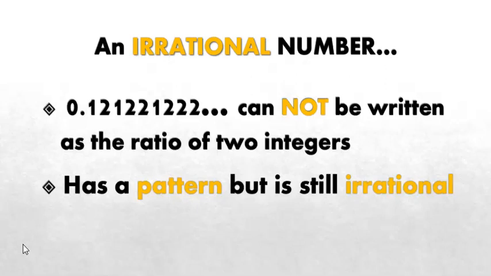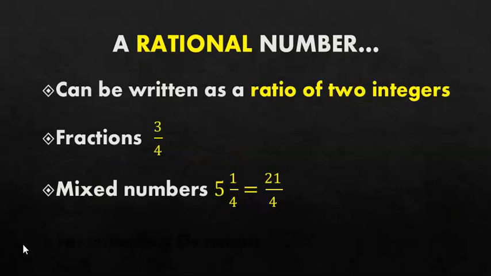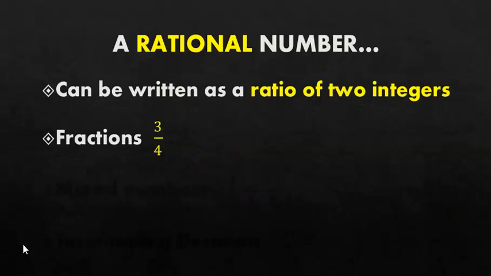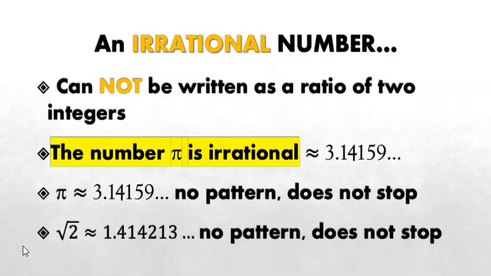So to summarize, a rational number is a number that can be written as the ratio of two integers. An irrational number cannot be written as the ratio of two integers.